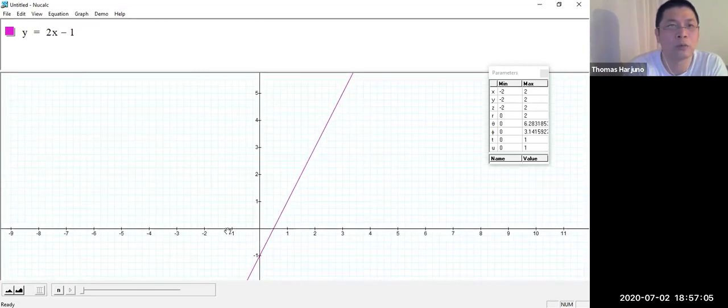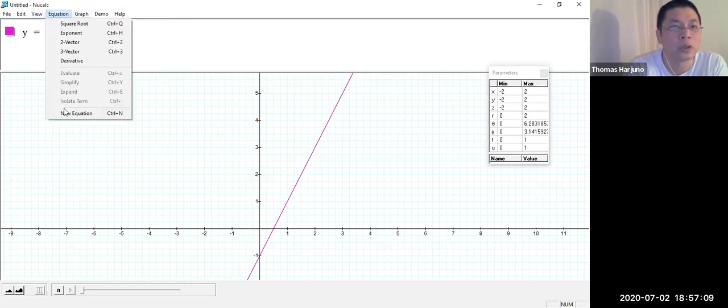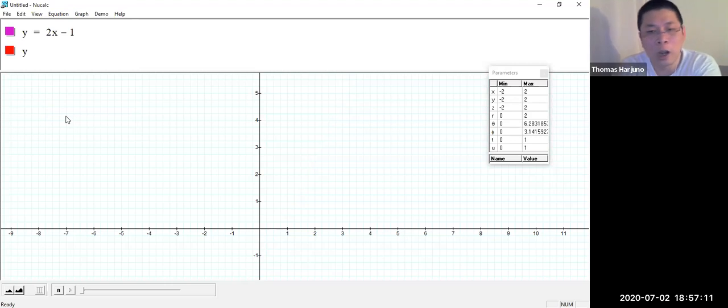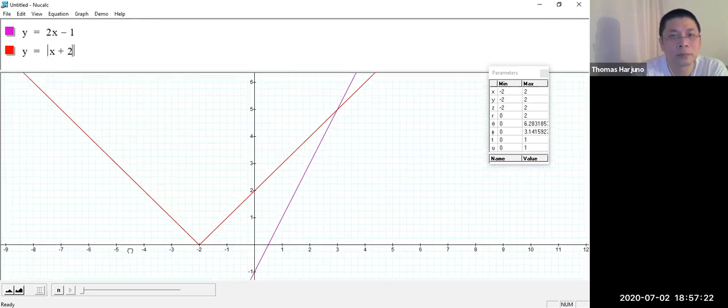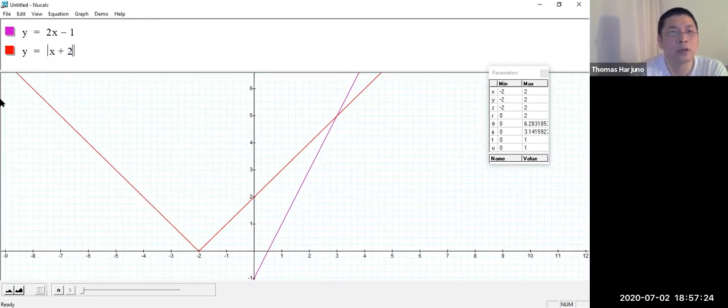That's what it looks like: y equals 2x minus 1. While when I graph y equals the absolute value of x plus 2, that's what it looks like. You see? Okay, so the purple equation here gives us the purple curve. The red equation here gives us the red curve. And they intersect only at one point.